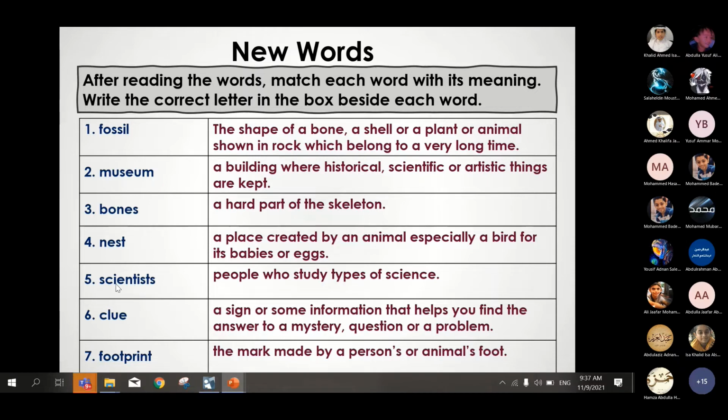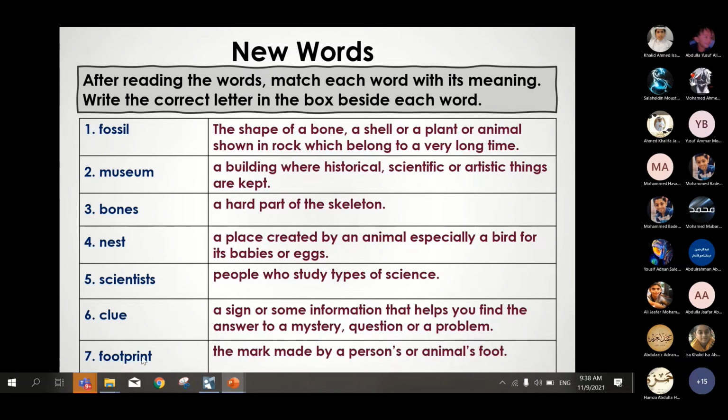Scientists. Yeah, the scientists are people who study types of science. For example, these days, all people all over the world are suffering from coronavirus. Coronavirus is a danger that threatens the existence of people all over the world. Who can help people to invent or discover something to cure the coronavirus? They are the scientists. The scientists, people who study types of science.